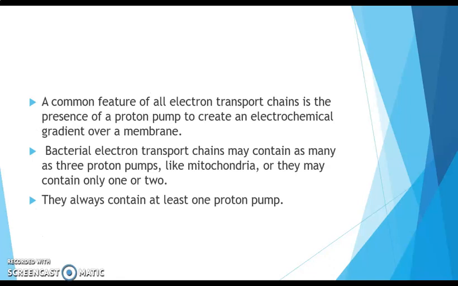The common feature of all electron transport chains is the presence of a proton pump, which creates an electrochemical gradient over a membrane. The bacterial electron transport chain may contain as many as three proton pumps like mitochondria, or only one or two. They always contain at least one proton pump.